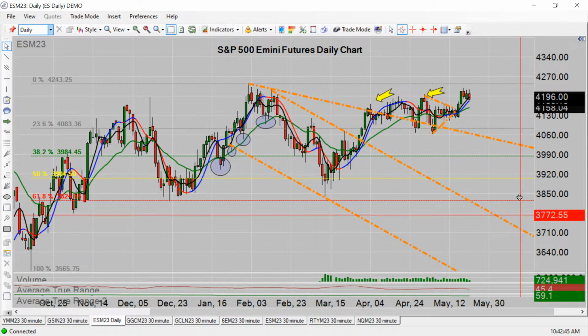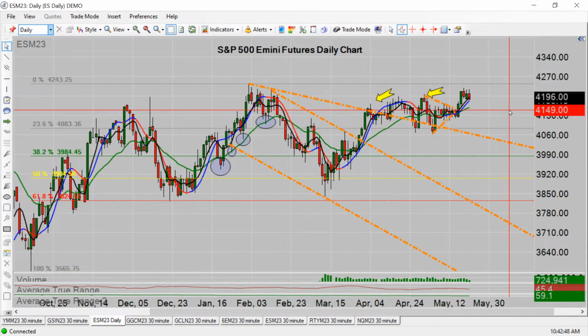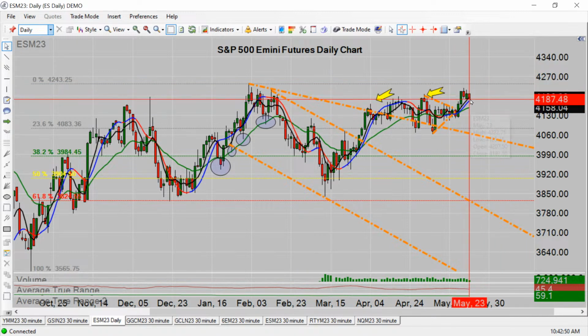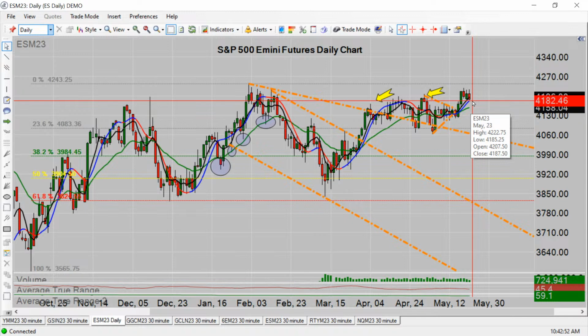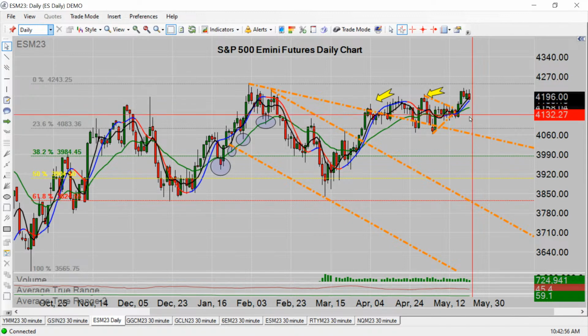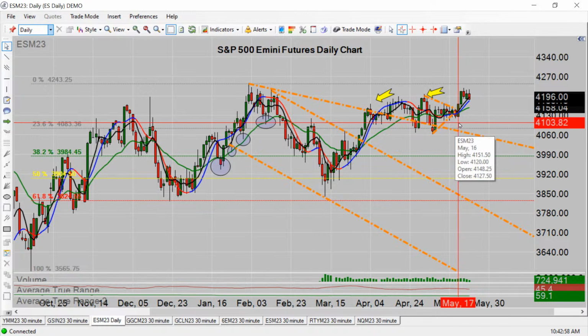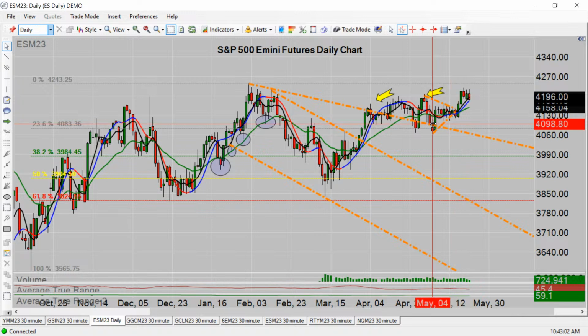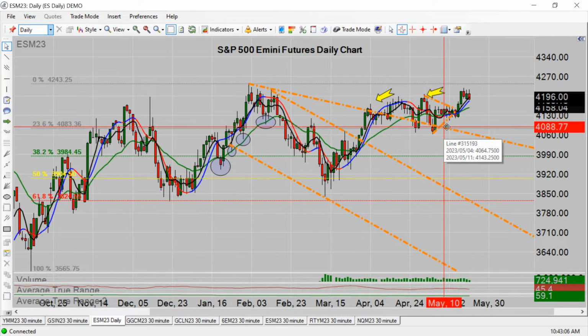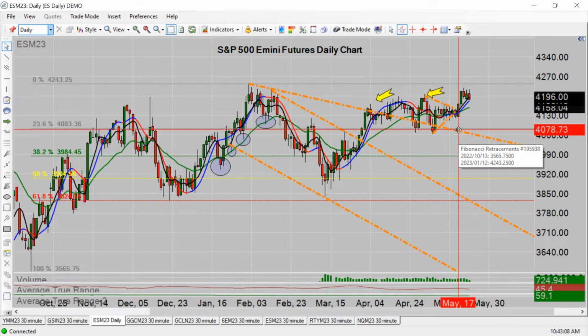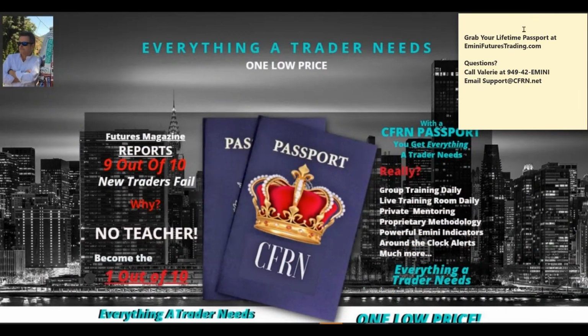And on the daily, still printing a red candle. We've traded through the step line. Next support level is at blue and climbing, then the BBC, and then the low of May 16th, and then the low of May 10th, and then the 24% fib retracement.